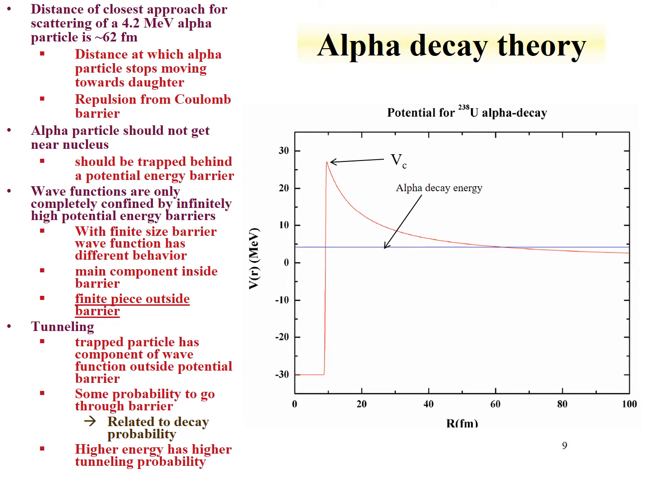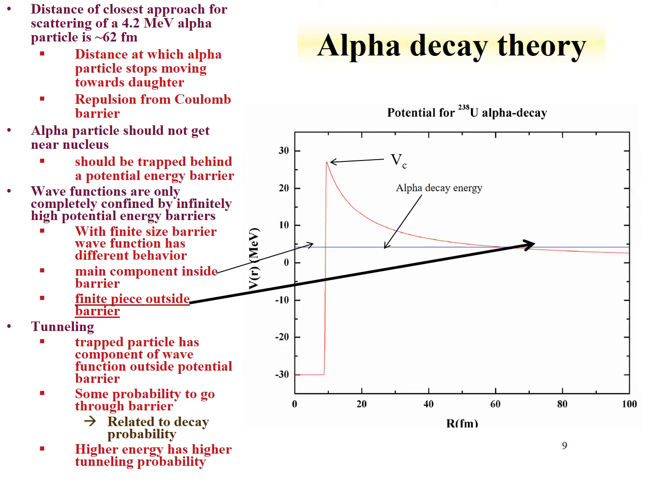So the main component of a wave function that describes where the alpha particle can exist would be inside the barrier, but there's also a finite component that's going to be outside the barrier. So there's a probability of finding the alpha particle outside the barrier. And this is what we call in quantum mechanics tunneling. So the trapped particle has a component of the wave function outside the barrier potential. So there's a probability, however small, of it appearing outside this barrier, and a probability that it would go through this barrier.